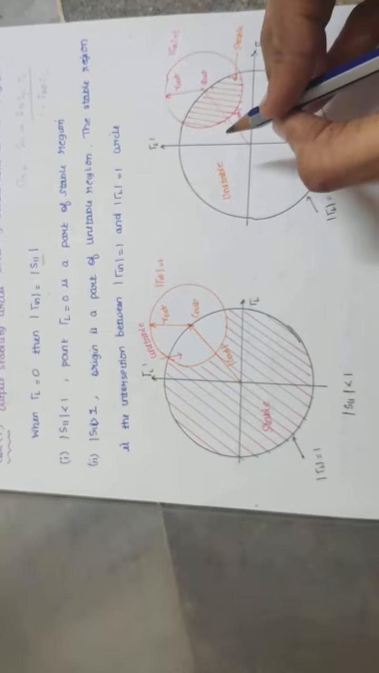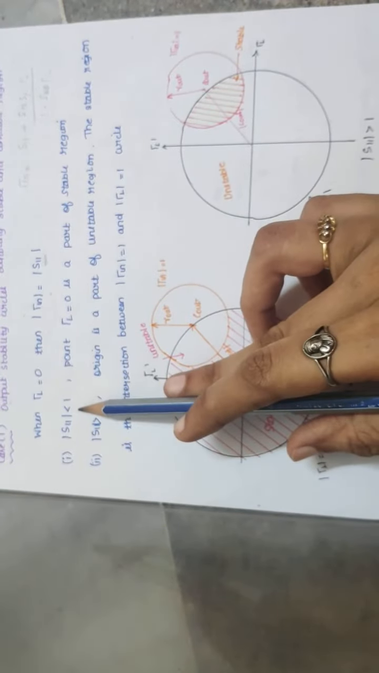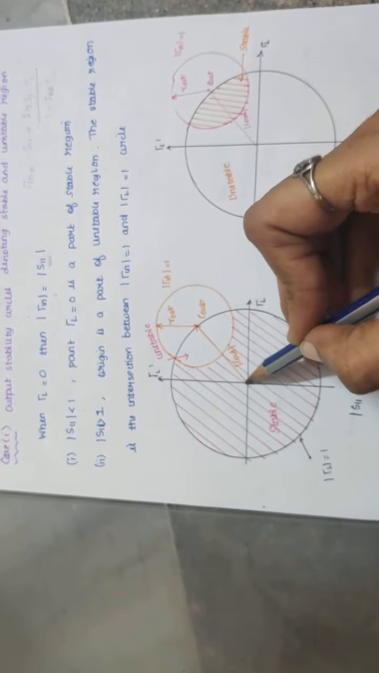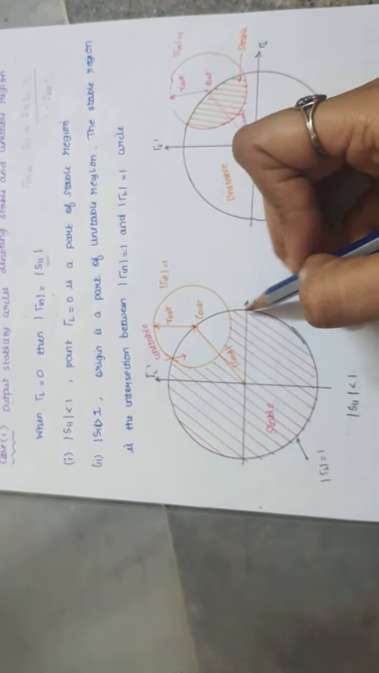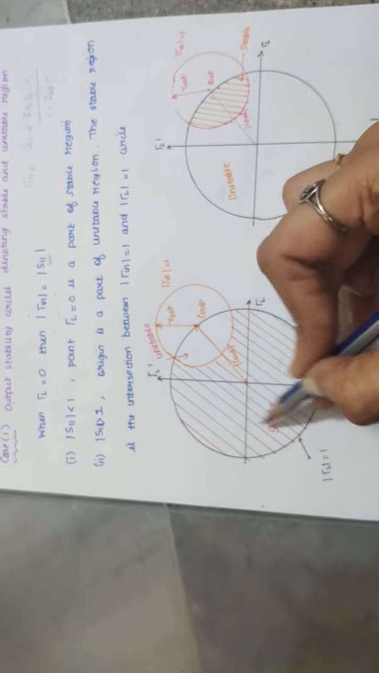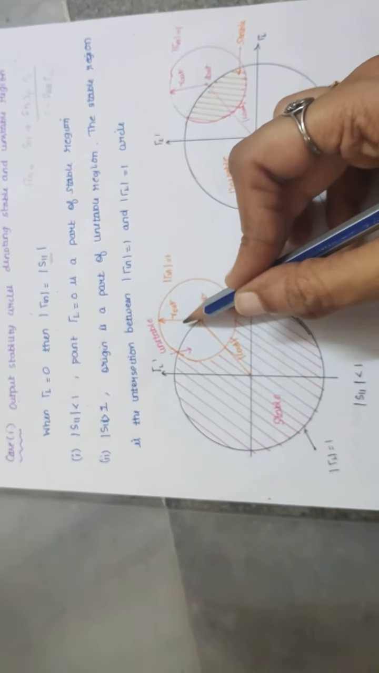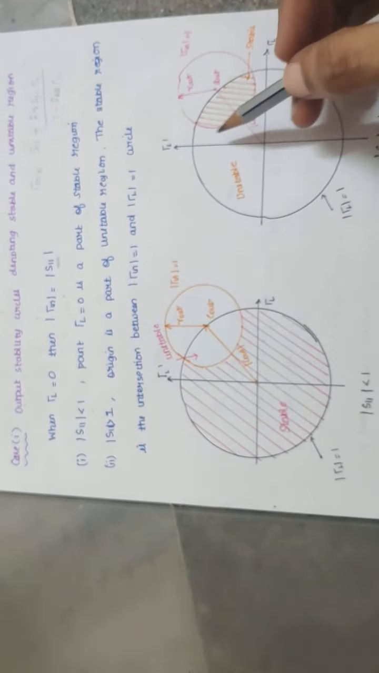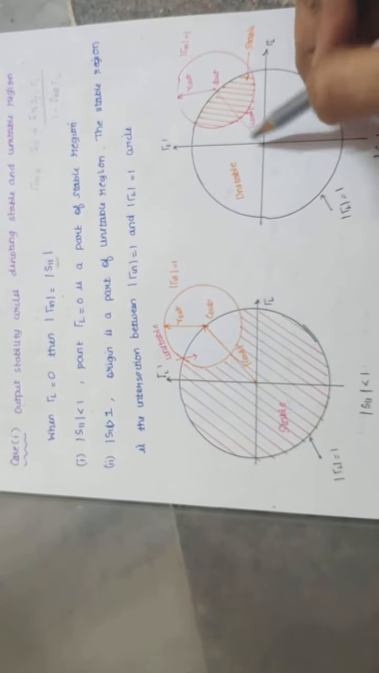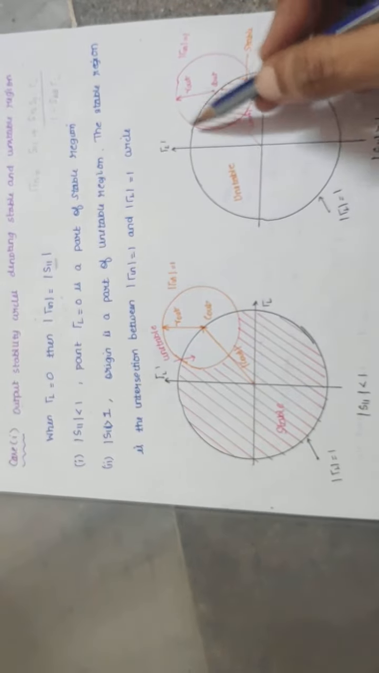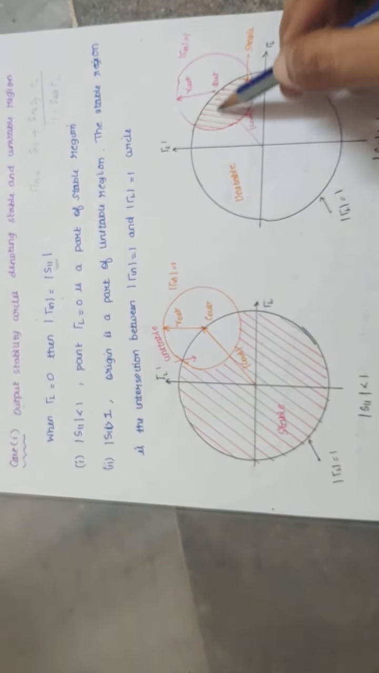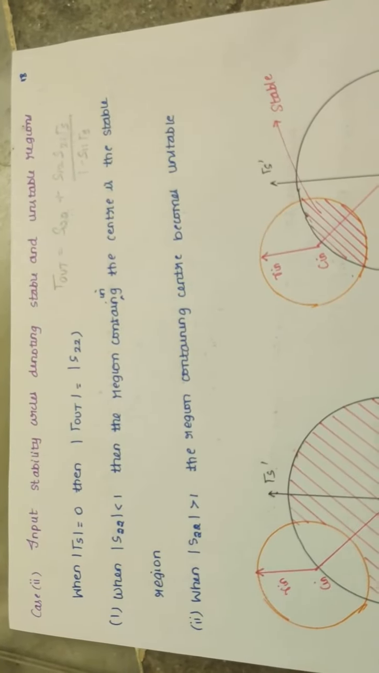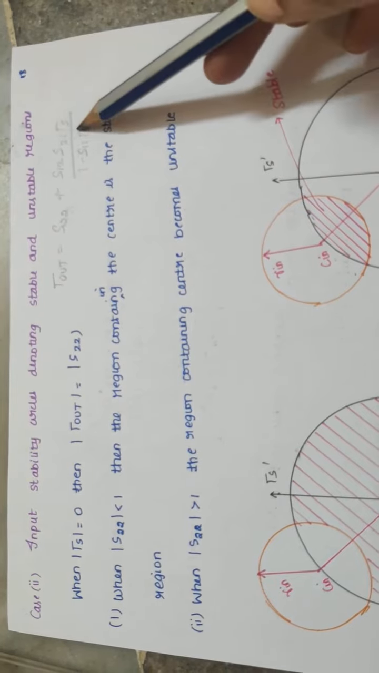I'll just make it clear once again. When S11 is less than 1, I should take this origin point also. So the region that covers this origin point alone is said to be stable. This region is said to be unstable. Whereas if the S11 value is greater than 1, then the origin point will not be covered. So this is said to be the unstable region, and where it intersects, that region alone is said to be the stable region.